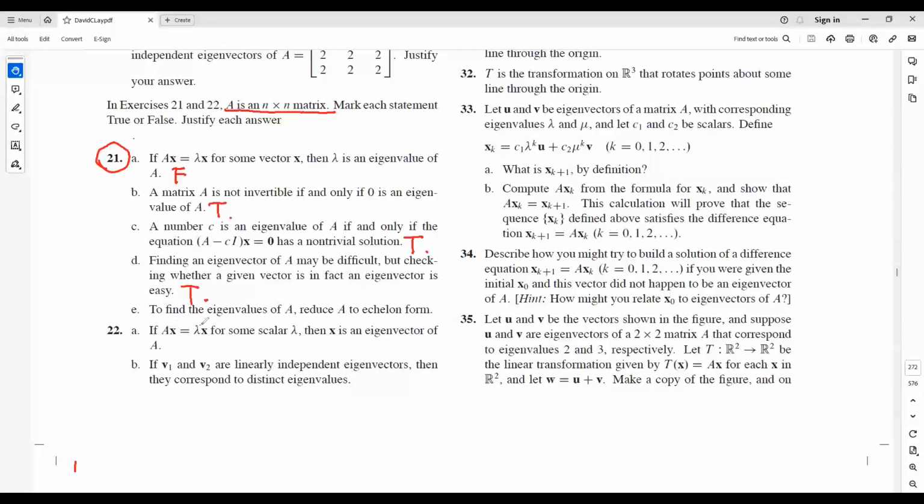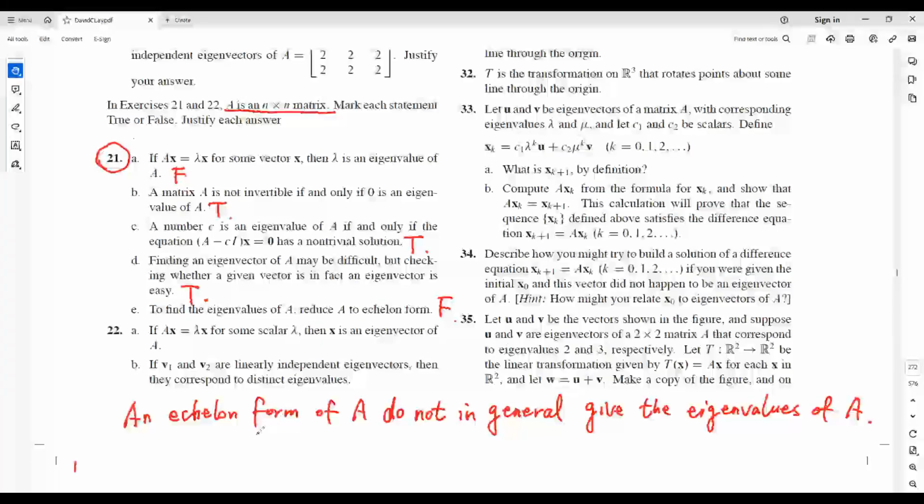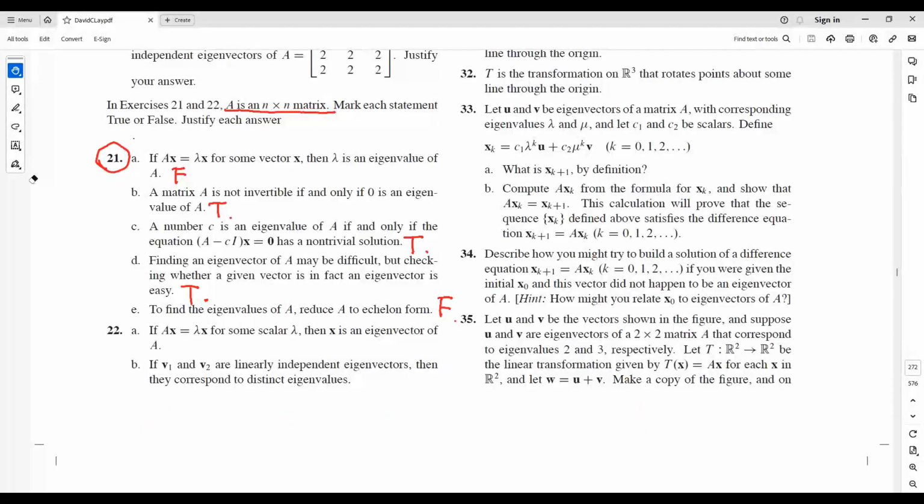E. To find the eigenvalues of A, reduce A to echelon form. False. An echelon form of A in general does not give the eigenvalues of A. Eigenvalues of an echelon form of A in general are not the same as the eigenvalues of A.